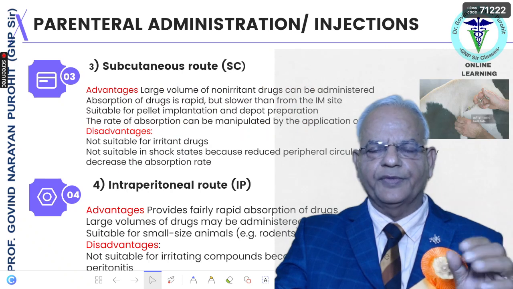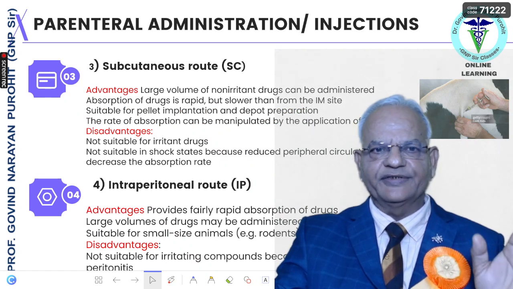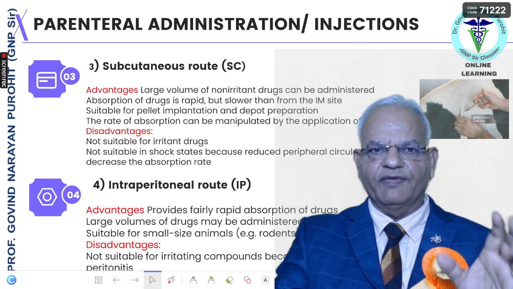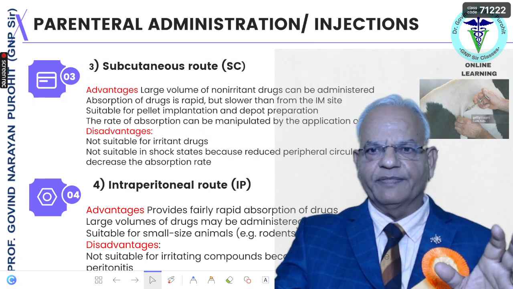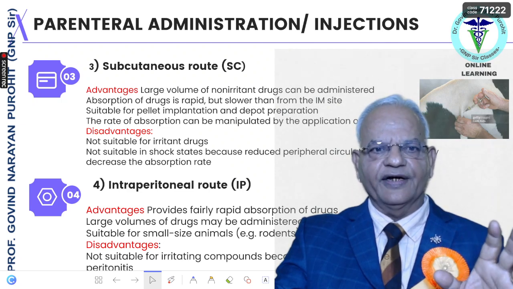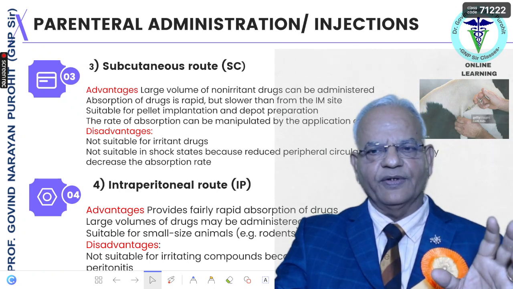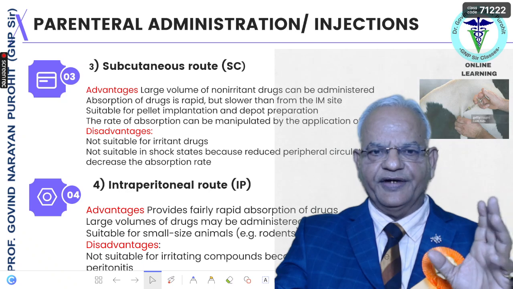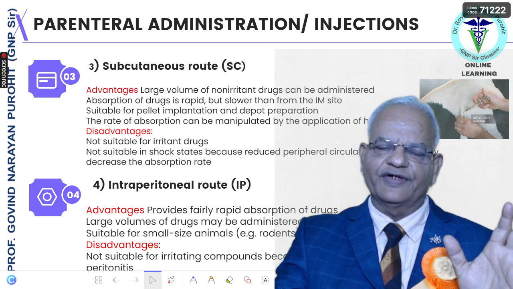Then there is the subcutaneous route. The advantage is large volume can be administered. Absorption is rapid but slower than that from the intramuscular site, suitable for pellet implantation and depot preparation. The rate of absorption can be manipulated by the application of heat or cold. Disadvantage is it is not suitable for irritant drugs, not suitable in shock states because reduced peripheral circulation may decrease the absorption rate.